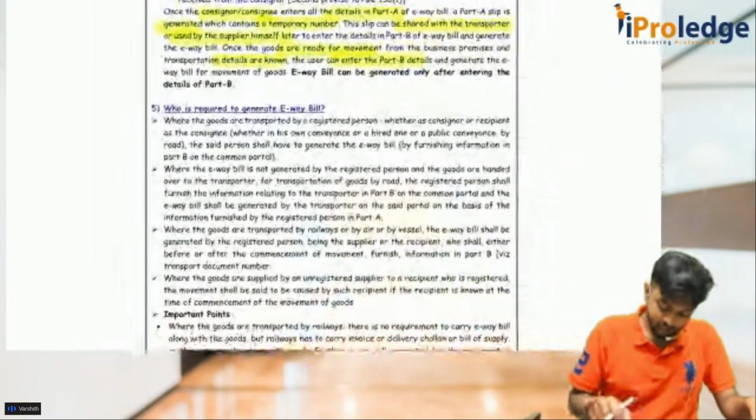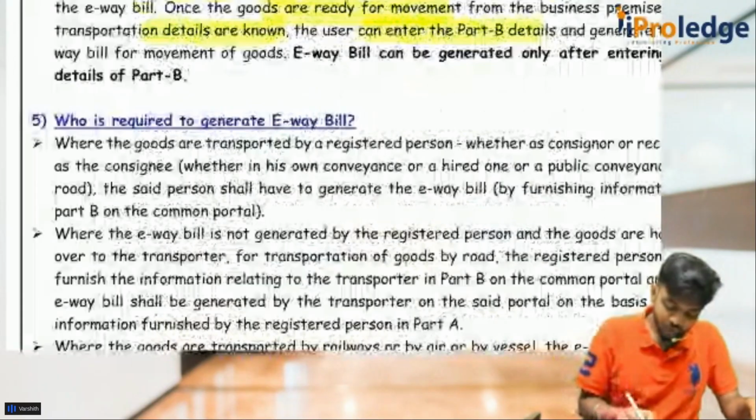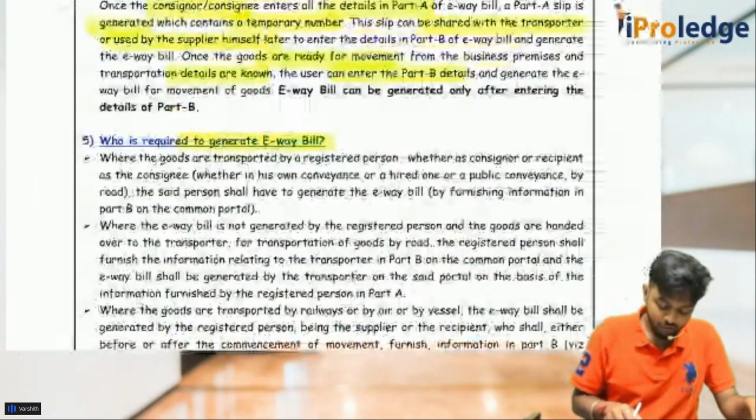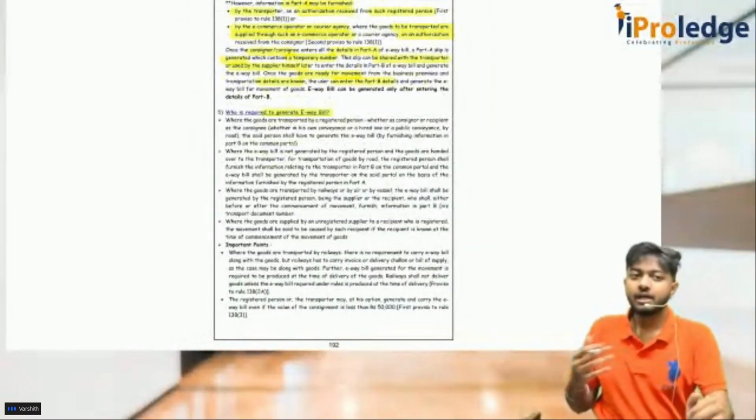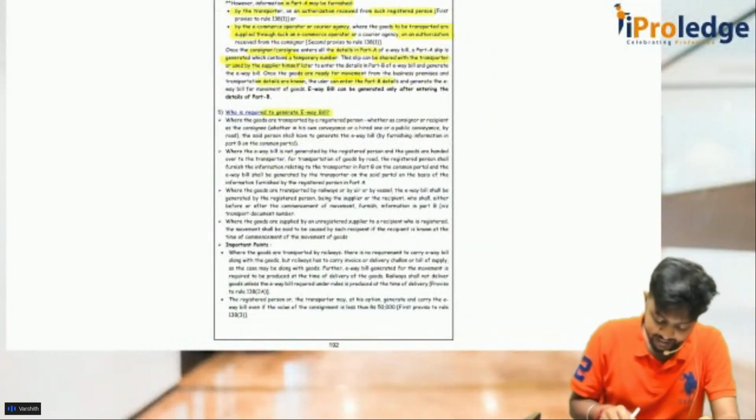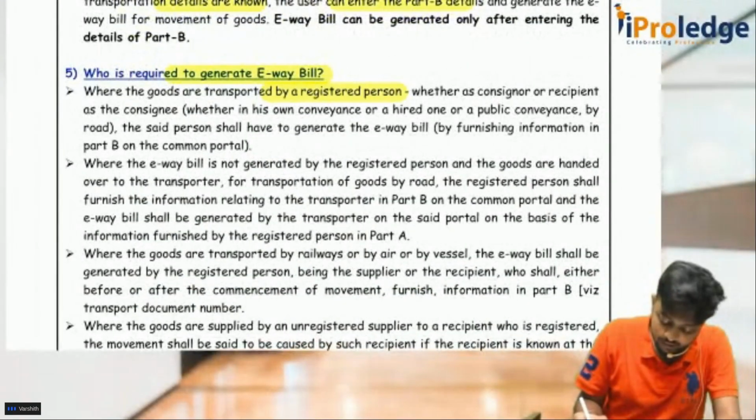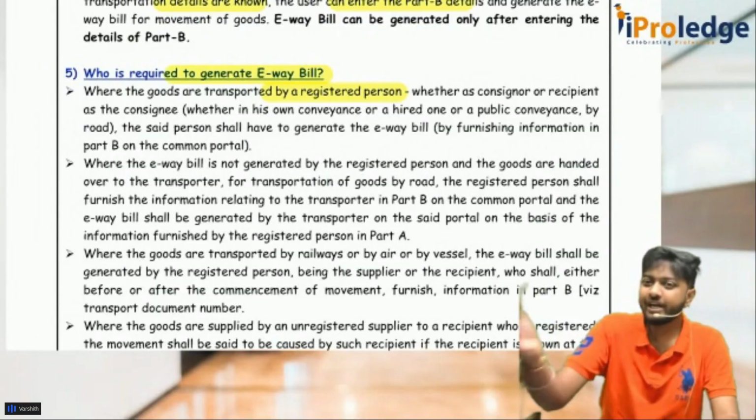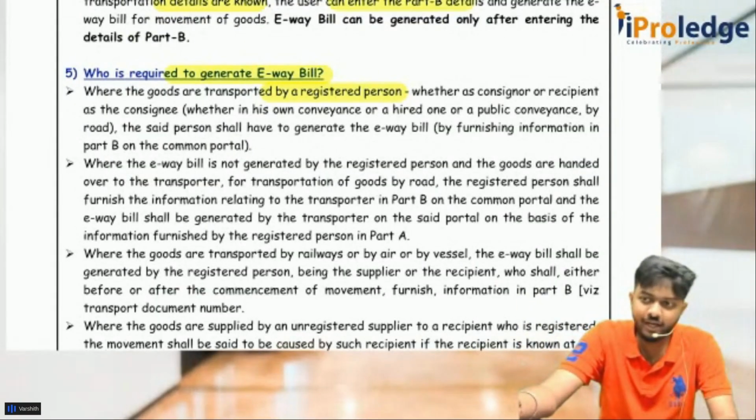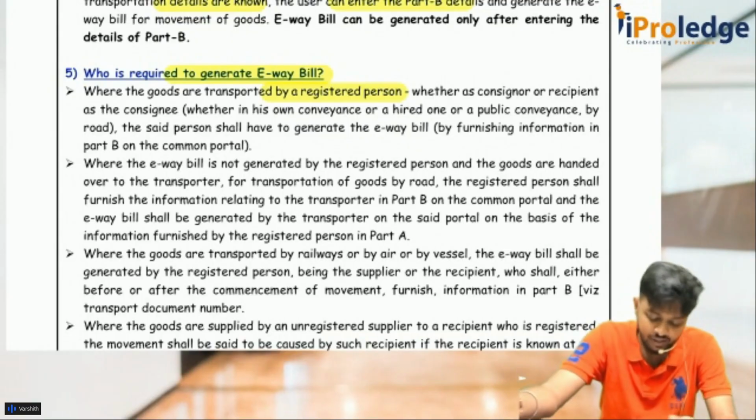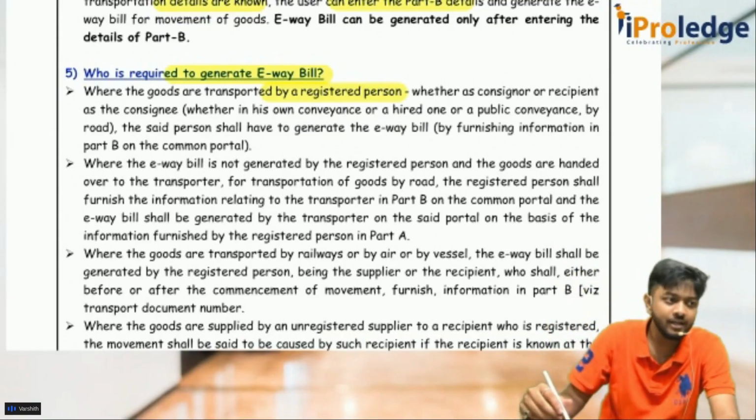Now, the same point is coming again. Who is required to generate the e-way bill? Here we have dealt with it in a little more detail. Where the goods are transported by a registered person, who is supposed to generate the e-way bill? The registered supplier, because he is the one who is causing the movement.